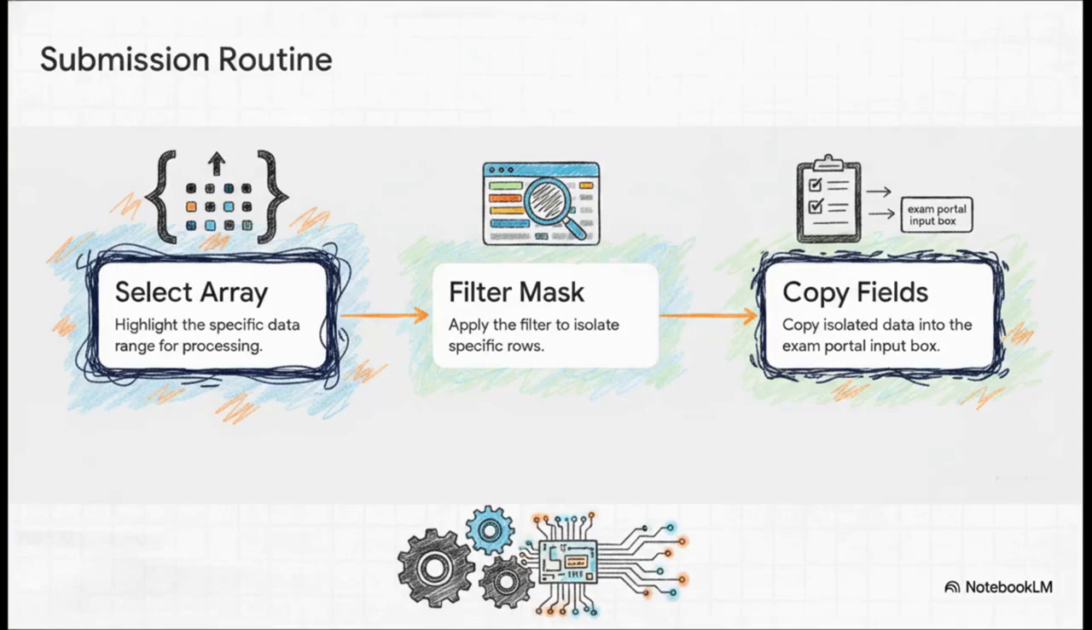And this brilliantly illustrates our final submission strategy. When you're documenting your file processing routine for the exam portal, you have to use direct, professional pathways. Step 1, select array. Step 2, apply filter mask. Step 3, copy isolated fields. Writing your steps exactly like this proves to the examiner that you have total command over the software's logic. Hitting them with these direct structural bullet lines is what triggers them to award full marks immediately.